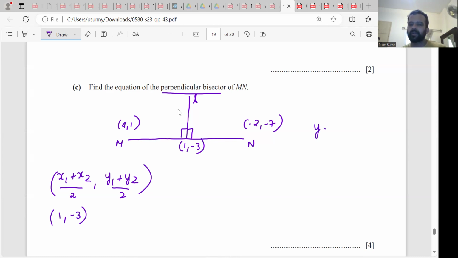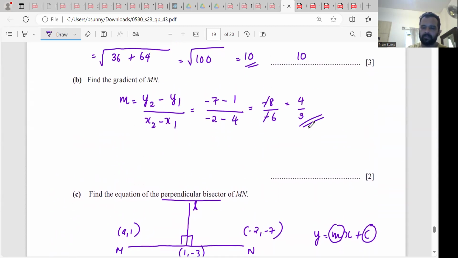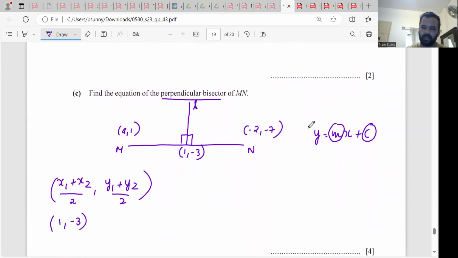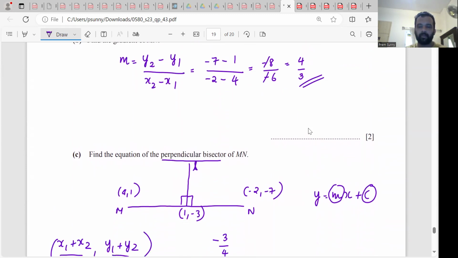We know the equation of a line is always in the form of y equals mx plus c. m is the gradient and c is the y-intercept. We need to find out m and c. If the lines are perpendicular, the gradient will be the negative reciprocal of the gradient of MN. I know the gradient of MN is 4 by 3, so the negative reciprocal of 4 by 3 will be negative 3 by 4.